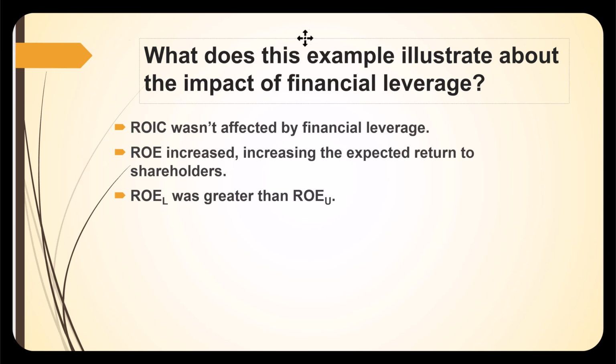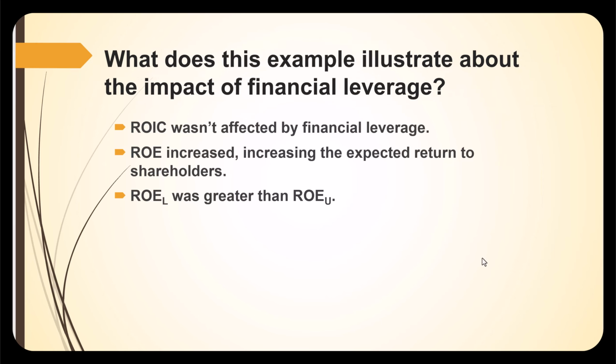So in general, throughout these videos, we've talked about some very important relationships. In this piece, it says what? We've just kind of gone over this. Return on invested capital is not affected by debt. ROE goes up. Shareholders are going to expect higher returns because there's more risk. And therefore, what we found is the return on equity for a levered company is greater than that for unlevered.